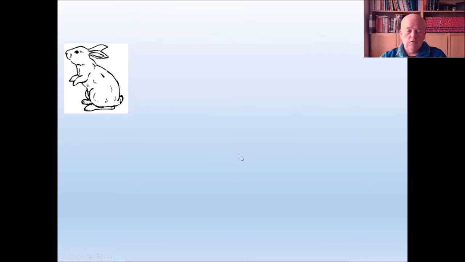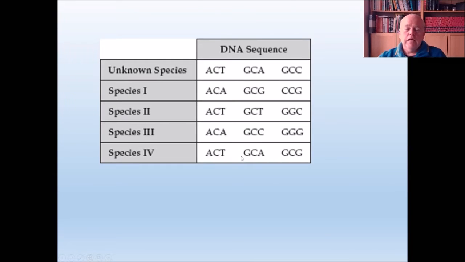This particular slide, I've gone a little bit too far, not the rabbit yet. This particular slide looks at a very short sequence of DNA, and so we have an unknown species at the top, which has the sequence ACT, GCA, GCC, and we've got 4 species. Let's look at just how similar the unknown species DNA sequence is to the 4 species. So if we start with ACT, that first triplet, you can see there are 2 down here, species 2 and species 4, that have a similar first triplet. And we look at the next set, and then we've got GCA.